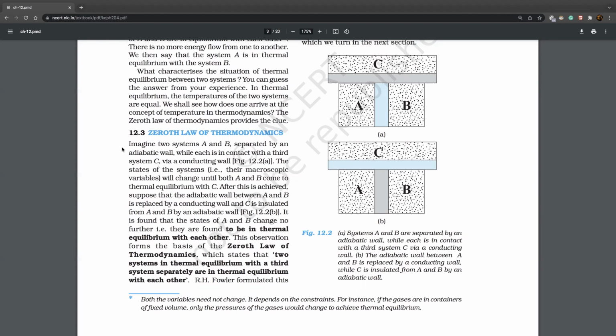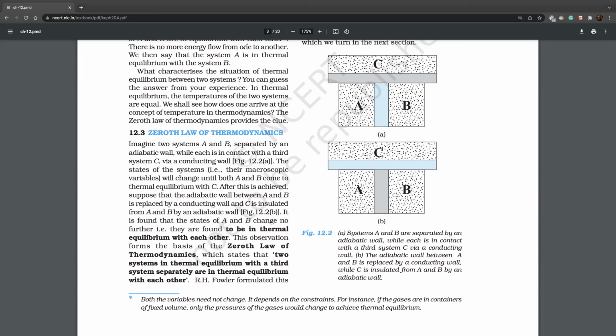Let's read what they have to say. Imagine two systems A and B separated by an adiabatic wall, which means there is no transfer of heat between the two, while each is in contact with a third system C via a conducting wall. The states of the system, i.e. their macroscopic variables, will change until both A and B come to a thermal equilibrium with C. After this is achieved, suppose that the adiabatic wall between A and B is replaced by a conducting wall and C is insulated from A and B by an adiabatic wall. It is found that the states of A and B change no further. They're found to be in thermal equilibrium.